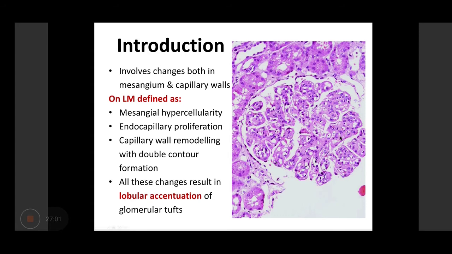As a result of all these changes, that is increase in mesangial cellularity, capillary proliferation, and capillary wall remodeling, the glomerulus becomes enlarged in size with a very classical pattern, which is called lobular accentuation. If you can see this image, the glomerular tuft has now become divided into lots of these lobules. So this lobular pattern is very classical for membranoproliferative glomerulonephritis.